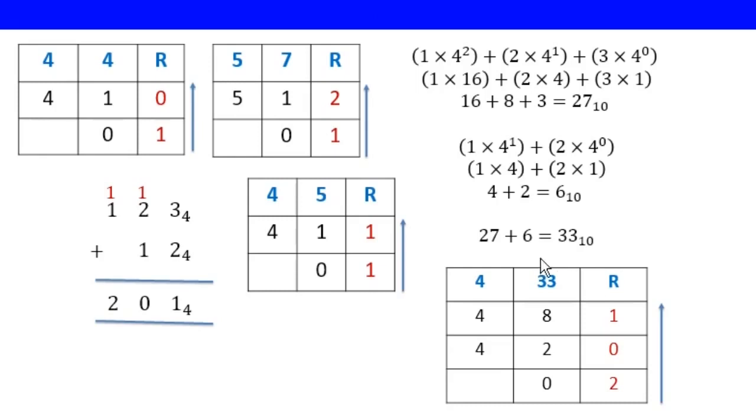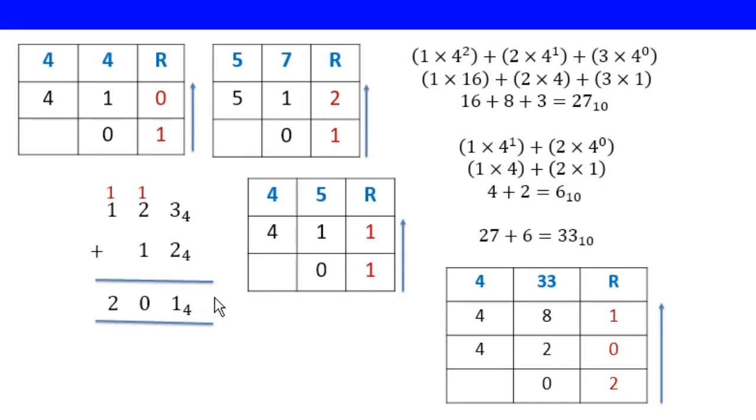Because the numbers were in base 4, we have to convert the 33 to base 4, and that will give us our answer straight away. So what is 33 base 10 in base 4? You write a 4 here, 33 here, and then the remainder here. So 33 divided by 4 is 8, 4 times 8 is 32, remainder 1. 4 into 8 is 2, remainder 0. And then 4 into 2 is 0, remainder 2. So the answer is 201. You see it is the same as what we had here.